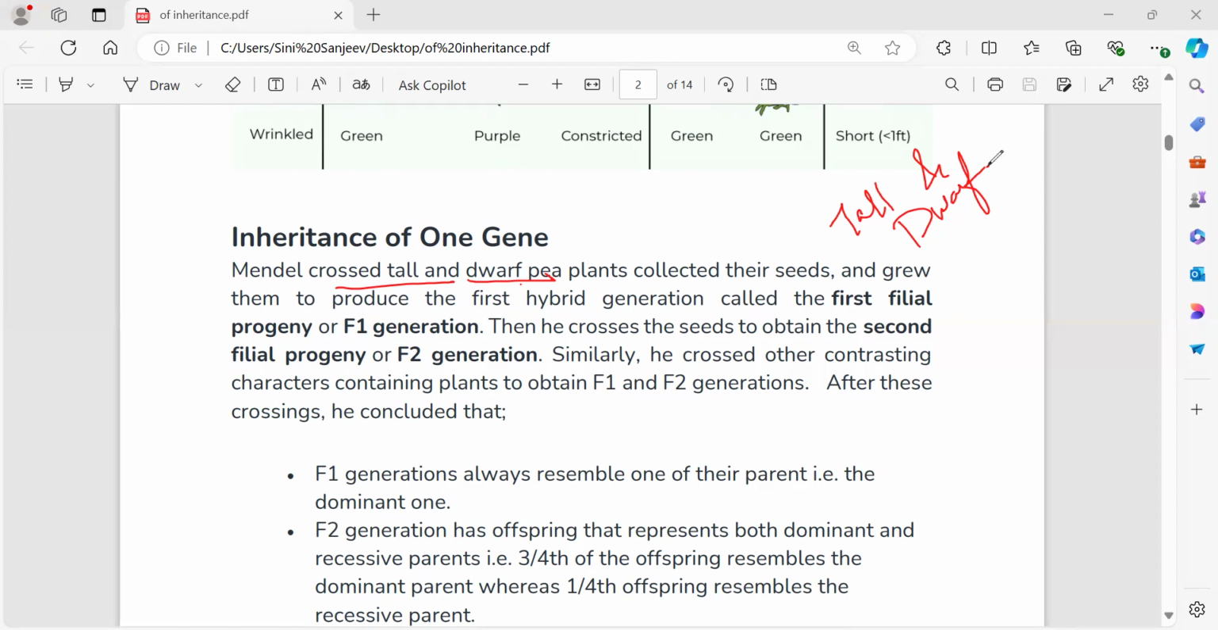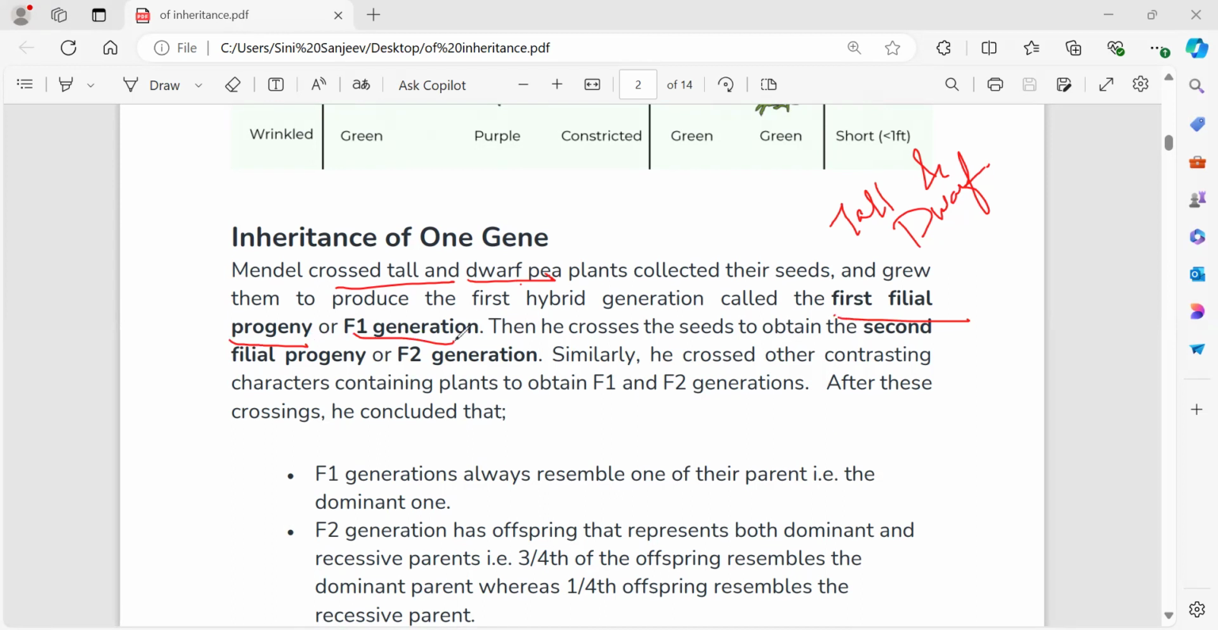So inheritance of one gene means what? He took these two things: the height of the plant was the character he opted for, tall and dwarf. He collected those seeds which were tall and dwarf, sowed them and grew those plants. Whatever he got in the first set is called the first filial progeny, or F1 generation. When he crossed the two characters, tall and dwarf, whatever he got in the first generation is termed the first filial progeny, or the F1 generation.